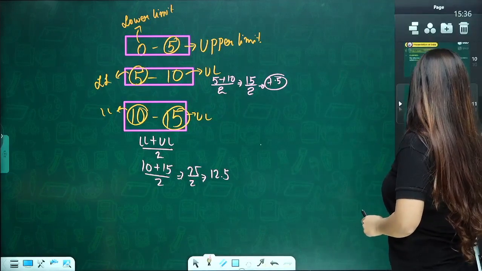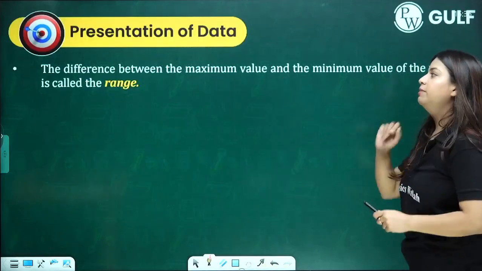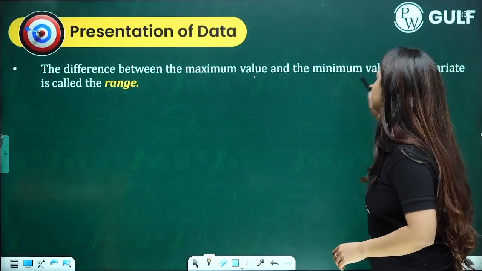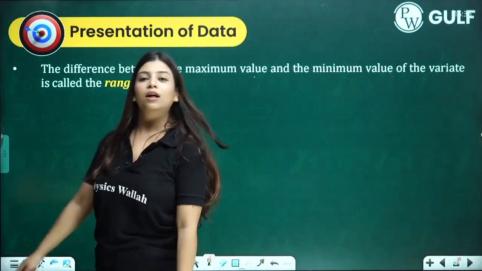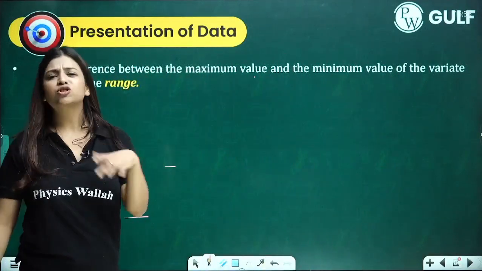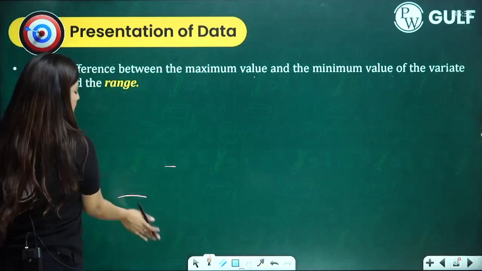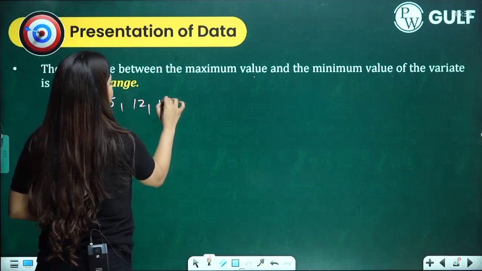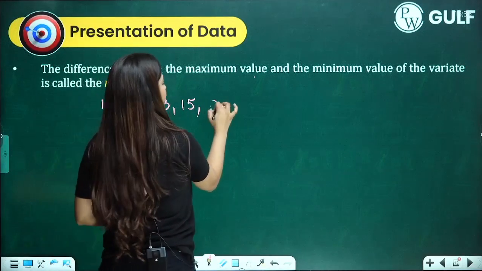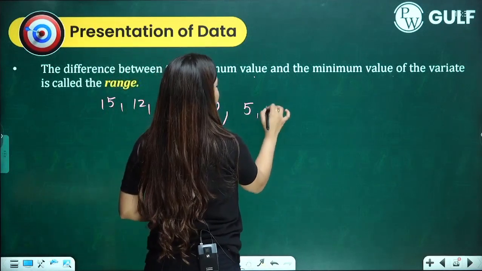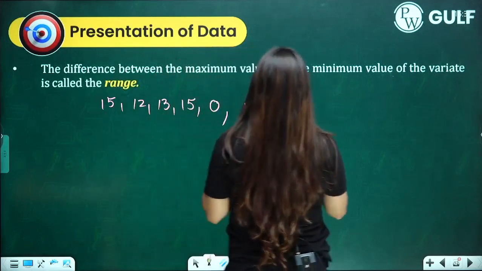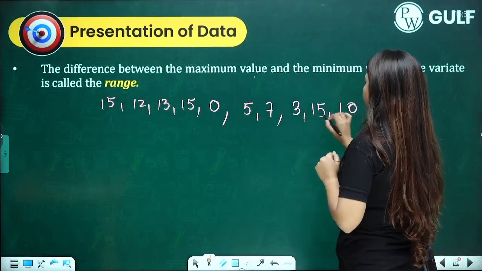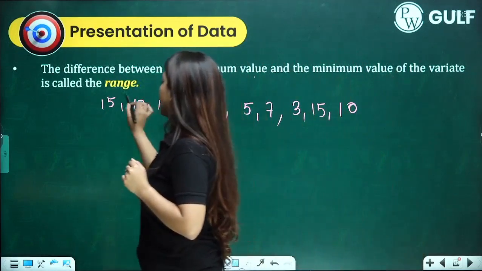Now the next thing that we have is again in the presentation, right? The difference between the maximum value and the minimum value of the variate is called the range. For example, 10 students are given a test out of 15 marks. So one got 15, the other got 12, then the other got 13, one more 15, then we have 0, we have 5 marks, we have 7 also. After that we have 3, we have 15, we have 10. So 1, 2, 3, 4, 5, 6, 7, 8, 9 and 10.